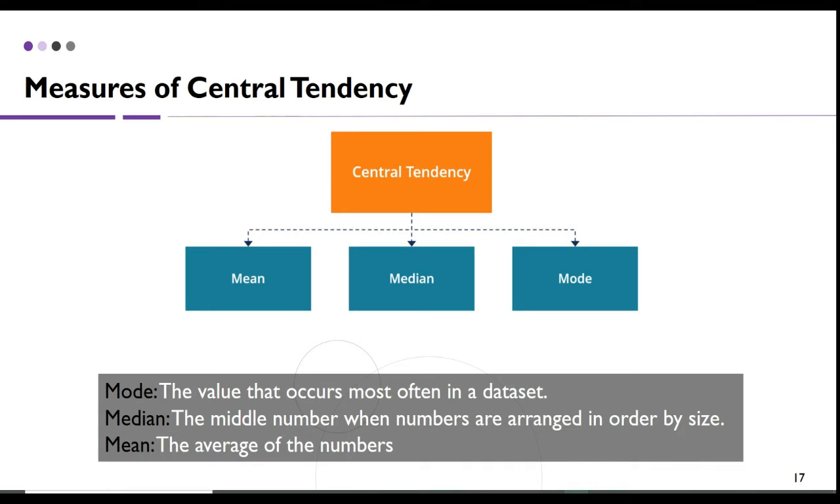So what is mode? The value that occurs most often in a data set. What is median? The middle number when numbers are arranged in order by size. What is mean? The average of the numbers.